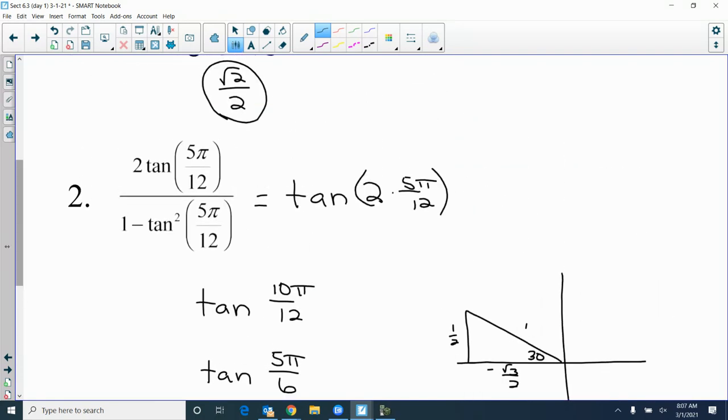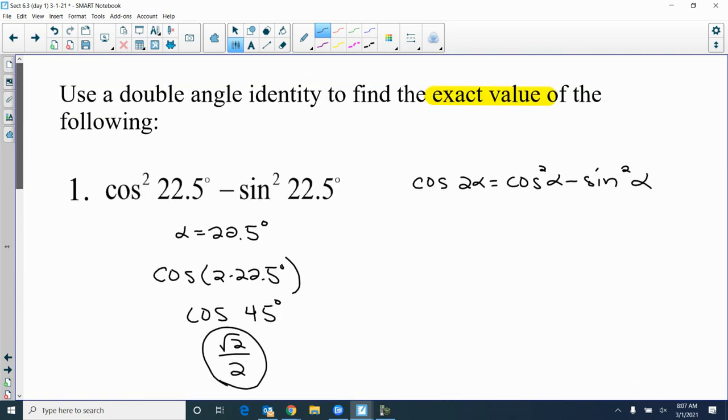So you've got to take a look and say, all right, that looks like one of my identities. Which one does it look like? Well, it's tangent of 2 times the angle. Cosine squared minus sine squared, that's cosine of 2 times that angle. So you've got to take a look at that one.